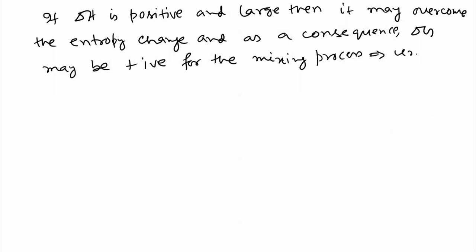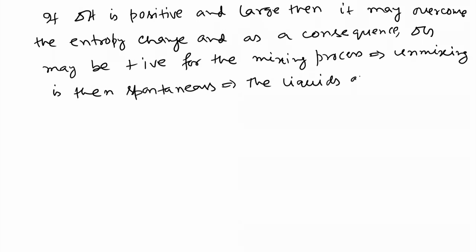So in that case, unmixing is then spontaneous. And if A and B are liquids, then the liquids are immiscible. So those liquids will not mix with each other. So there must be some balance between delta H and T delta S in order to say whether the mixing process is a spontaneous one or not.